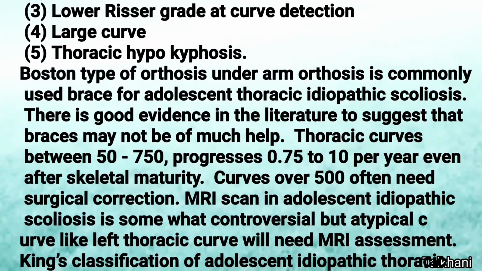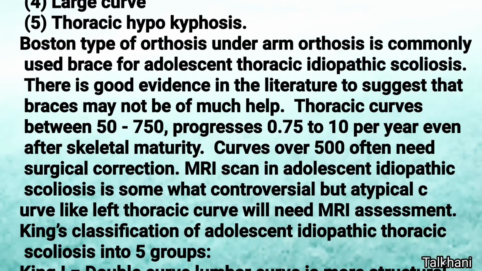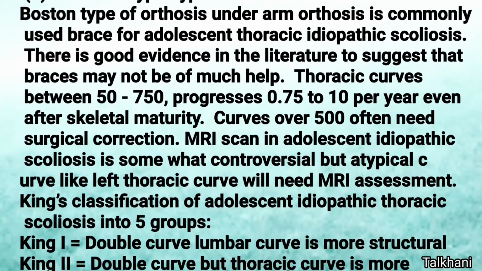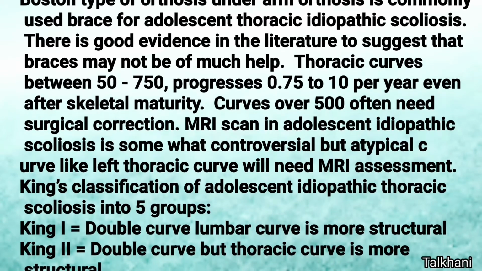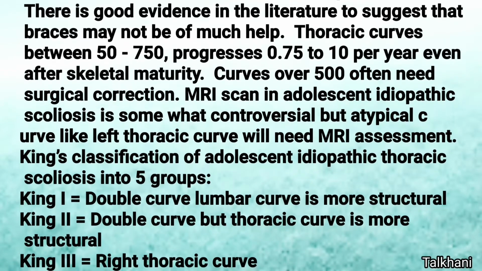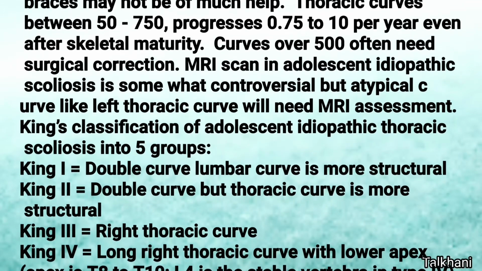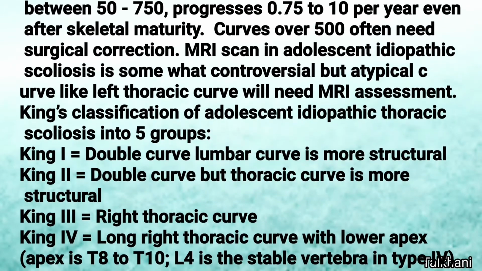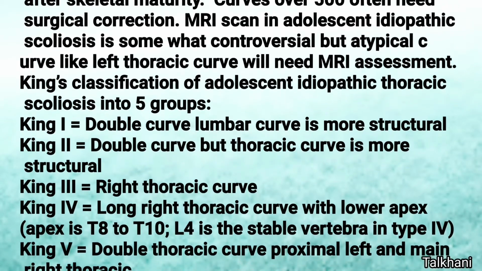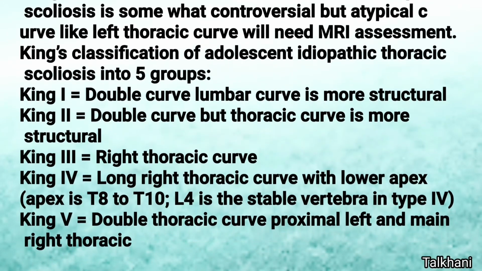Boston type of orthosis is an underarm orthosis and is commonly used brace for adolescent thoracic idiopathic scoliosis. There is good evidence in the literature to suggest that braces may not be of much help. If the curve is greater than 40 degrees, it commonly progresses 1 to 2 degrees per year even after skeletal maturity. Curves over 50 degrees often need surgical intervention. MRI scan in adolescent idiopathic scoliosis is somewhat controversial, but atypical curve like left thoracic curve will need MRI assessment.